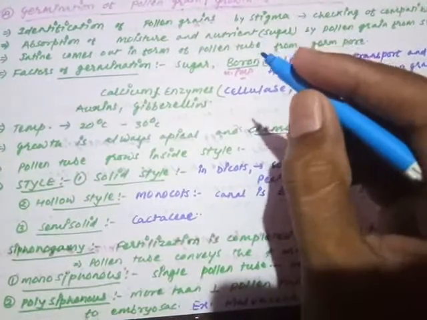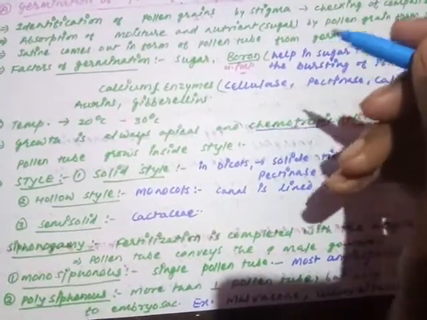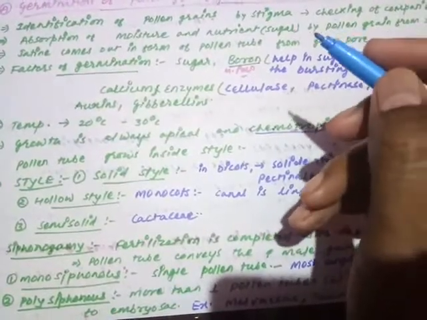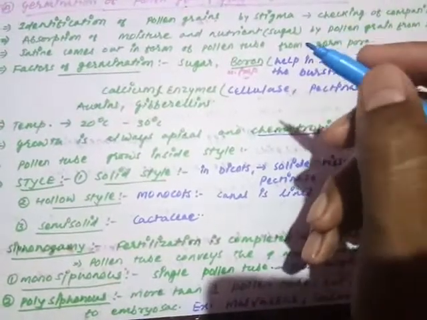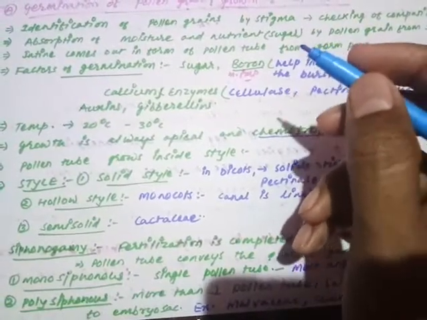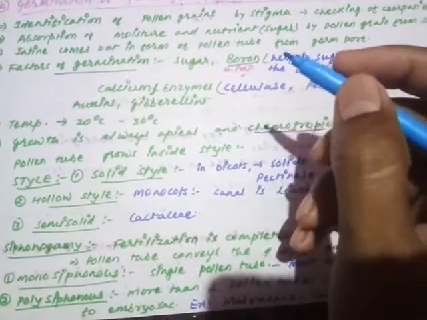So this is the basic process: identification, then absorption of moisture and nutrients. Due to the moisture and nutrients, the cytoplasmic content will increase, and finally the intine will be pushed outward in the form of the pollen tube. And you know very well, in the pollen tube, firstly the vegetative nucleus or tube nucleus will enter, and it will be followed by the generative nucleus.